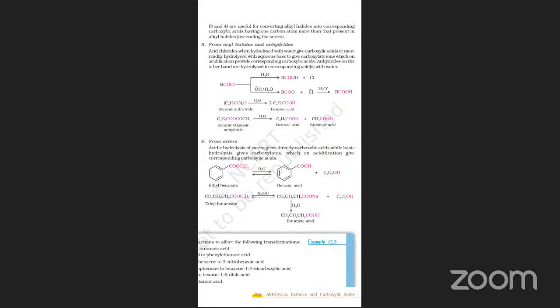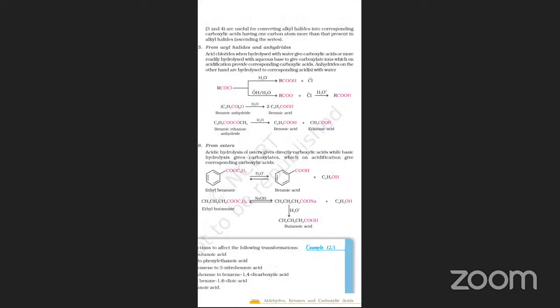So similarly, the RCOO minus carboxylate ion is formed. Then again it is treated with H3O plus, and RCOO minus is formed as RCOOH. After that, we have taken benzoic anhydride from the acyl halide. Benzoic anhydride also undergoes hydrolysis, again giving 2 moles of benzoic acid.